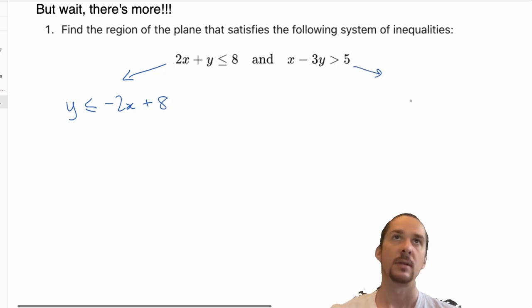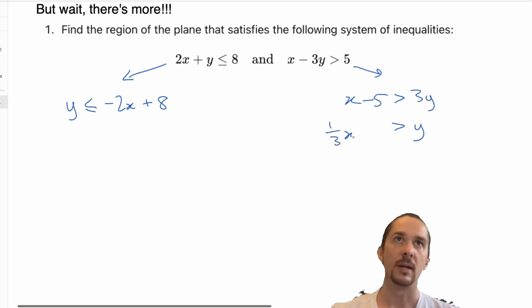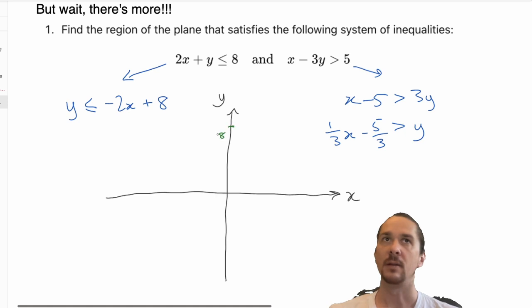And for the second one, let's see, this is going to take more work. x minus 5 is greater than 3y. In other words, y is less than 1/3 x minus 5/3. If we're graphing this, if this is 8 here, and then that means 5/3, which is 2 1/3, so if that's 4, that's 2, 2 1/3 is going to be there.